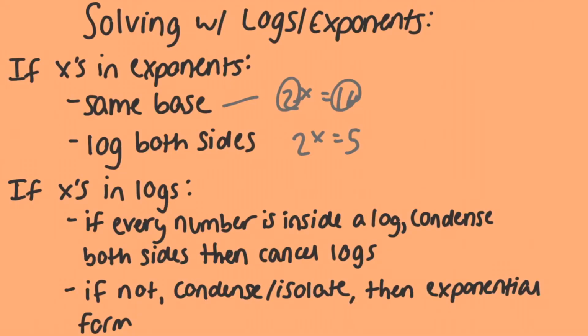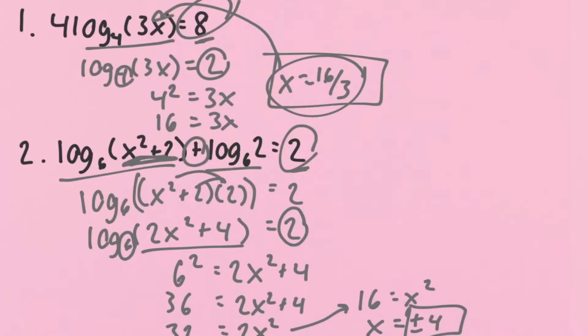And then finally, if you have x's in logs in the original problem, but you don't have every single number inside of a log, you want to condense or isolate one log and then change it to exponential form. So that was like these two examples from one of the previous videos where this 8 wasn't originally in a log and this 2 also wasn't. So we wanted to get the log by itself.